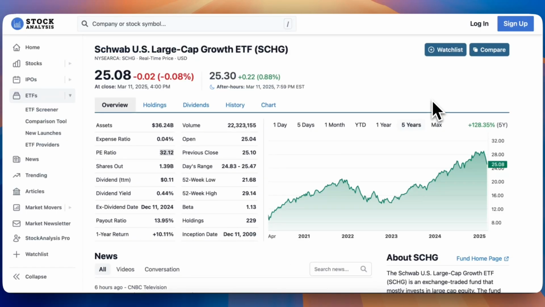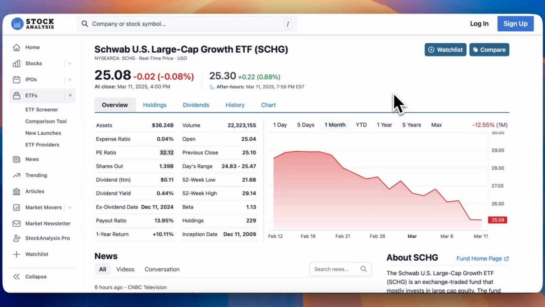In the past 5 years, even with this decline, SCHG has seen a total return of 128%. In the past month, we're down 12.55%, so it is a great time to buy during a market correction. The best time to buy growth-heavy ETFs such as SCHG is during recessions, bear markets, and major market pullbacks. The best times historically were actually during the 2008 financial crisis and the March 2020 COVID crash.